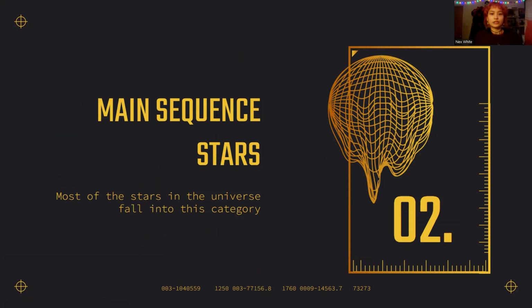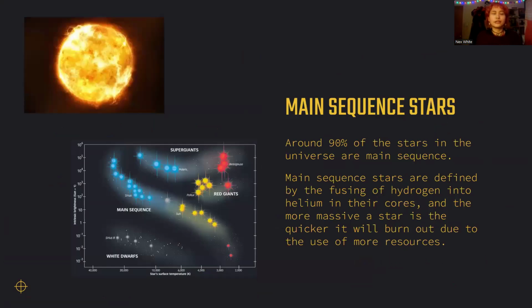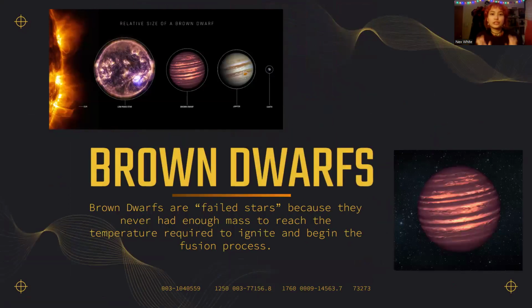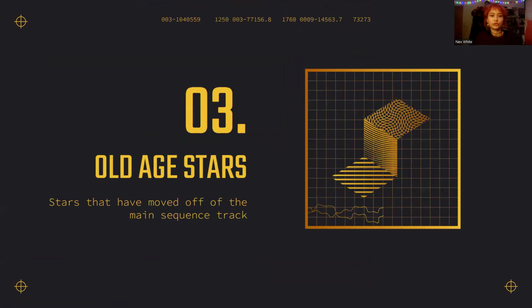Main sequence stars are characterized by fusing hydrogen into helium within their cores, and these contribute about 90% of the stars in the universe. Brown dwarfs are failed stars because they never reached the heat required to start the ignition process to become a main sequence star. So they go straight to being a white dwarf.